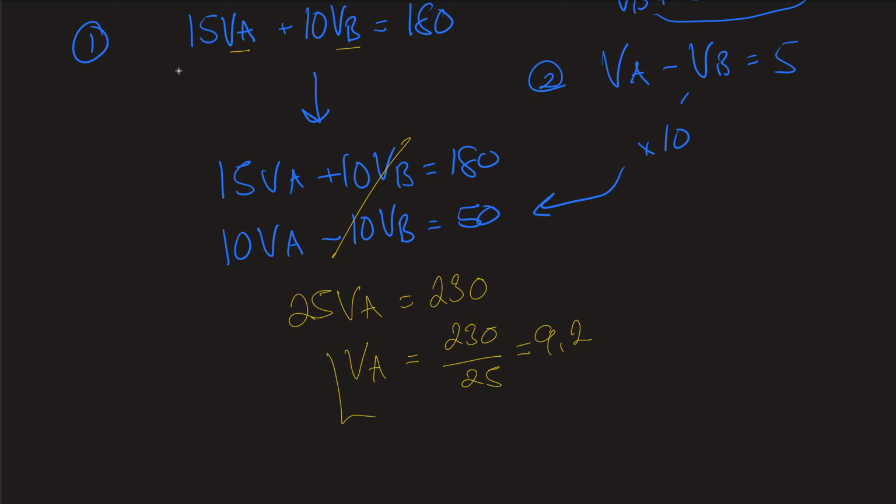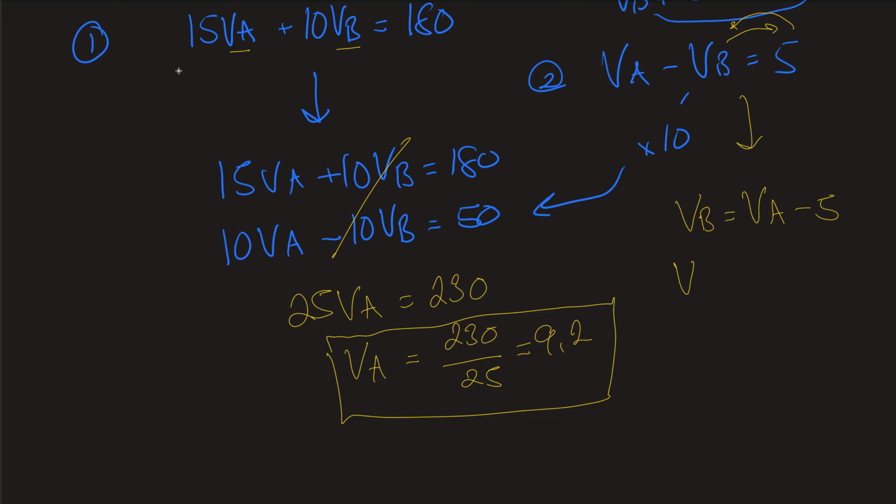So now I've got our first voltage. We know what VA is. Now all we have to do is plug that back into our equation. I want to solve for VB, so I'm going to rearrange this: move VB over here and the 5 over here so it becomes positive. VB is equal to VA minus 5. That should still make sense: whatever VA was, 5 less than that was VB. So if we plug in our value for VA, we get VB is equal to 9.2 minus 5, and so VB must equal 4.2.